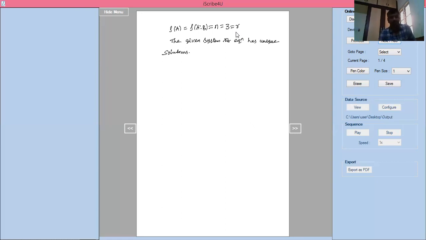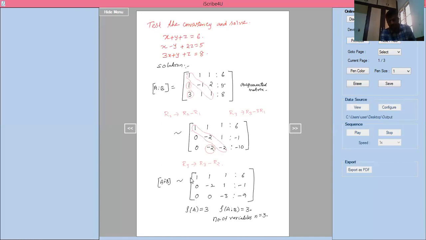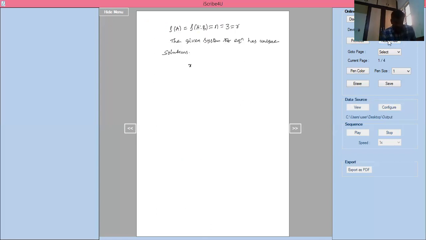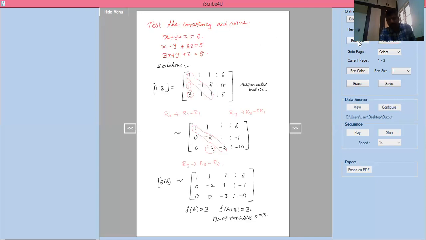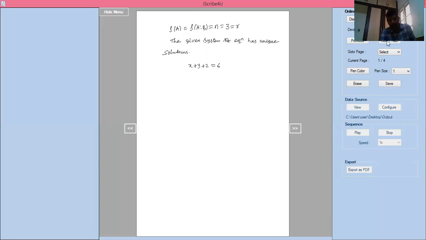How do you simplify that one? Already we know the equations, so I'll take them and simplify. This is the x term, this is the y term, this is the z term, and according to that we have written the equations. So now I'll write x plus y plus z equal to 6. Next one is minus 2y plus z equal to minus 1.